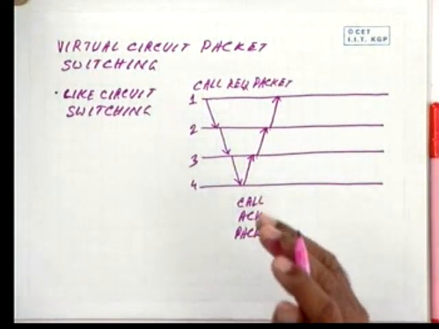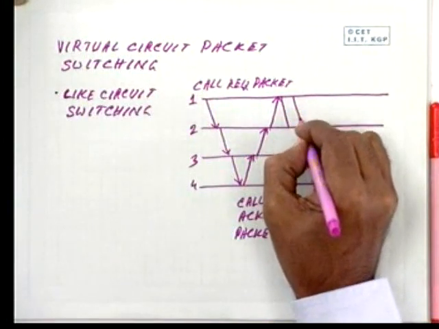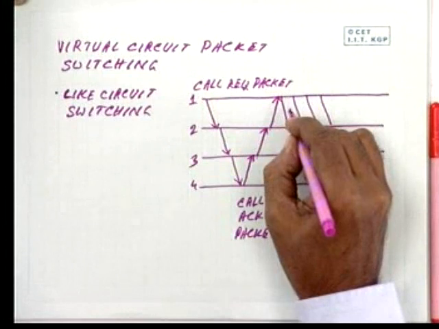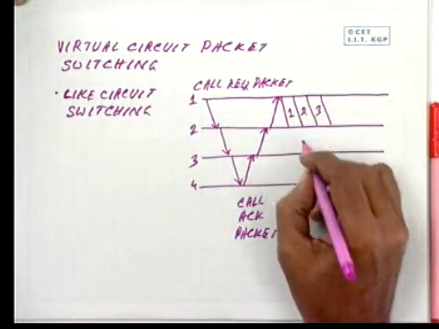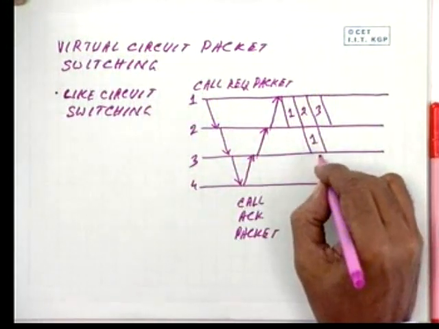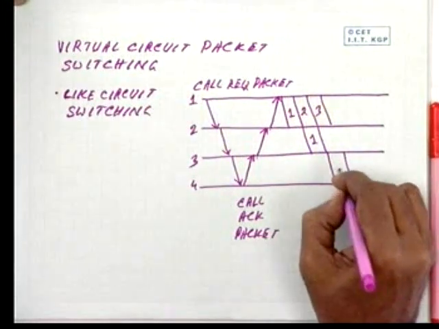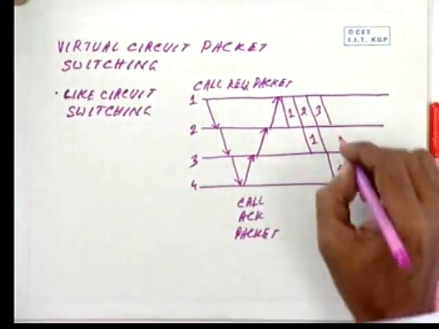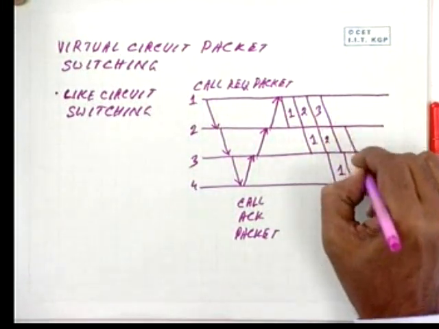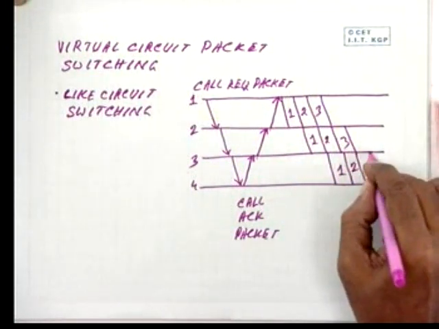And after the path is established, all the packets of a message can be sent through the same route. So you will send packet 1, packet 2, packet 3. There is no delay as such in between. You can send immediately 1, 2, 3, and then by the time 2 goes, 1 will go from 2 to 3, then 1 will go from 3 to 4, and this is your 2, then 3 can come here, 2 and 3.